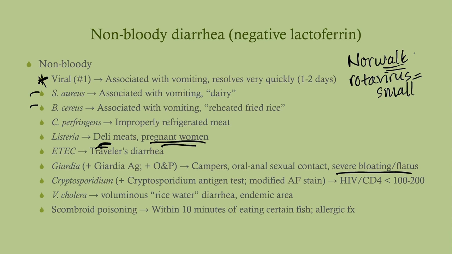Vibrio cholerae is cholera, and that causes a voluminous rice water diarrhea. These patients are almost always in endemic areas. Maybe you get a traveler, but this is not something we run into in the U.S.